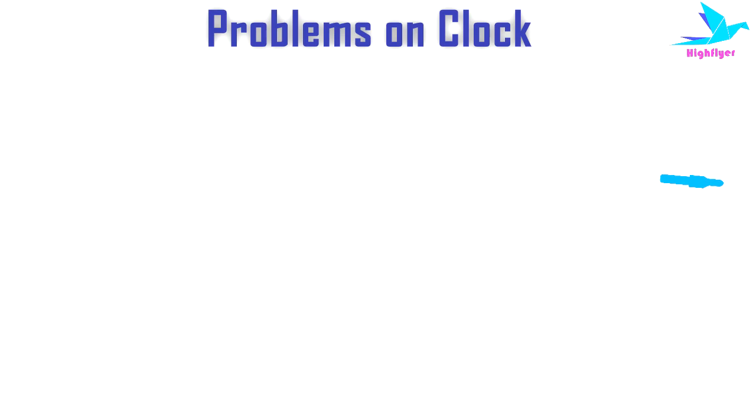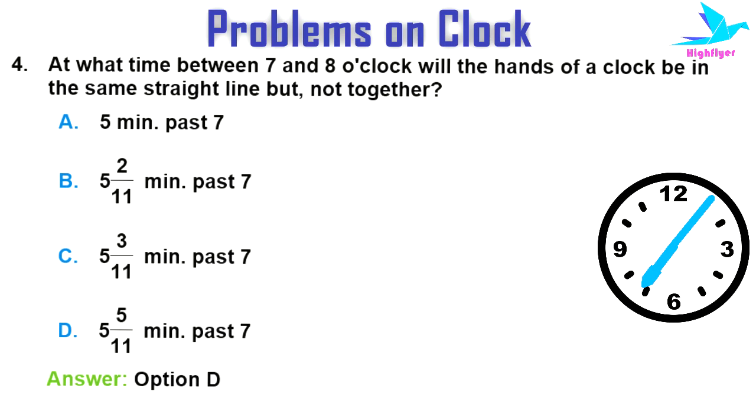Next question. At what time between 7 and 8 o'clock will the hands of a clock be in the same straight line but not together? The options are 5 minutes past 7, 5 2/11 minutes past 7, 5 3/11 minutes past 7, or 5/11 minutes past 7. The right option is option D, 5/11 minutes past 7.